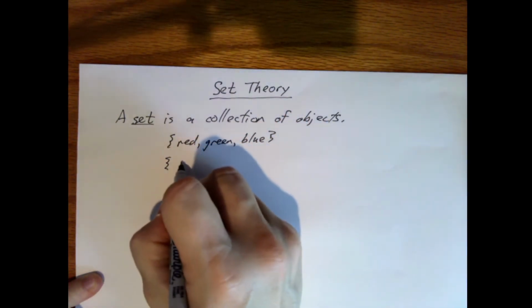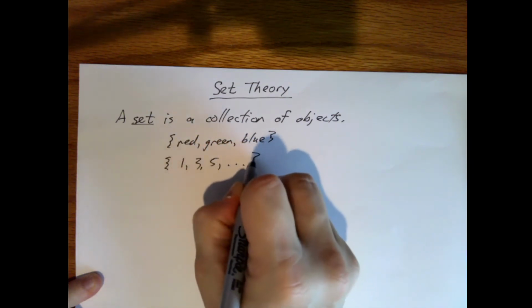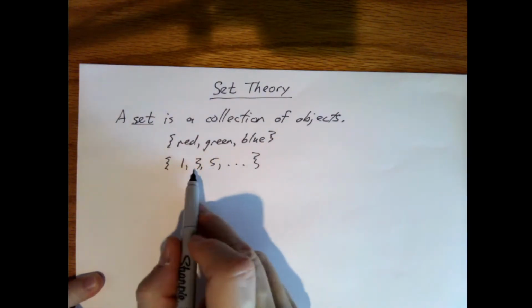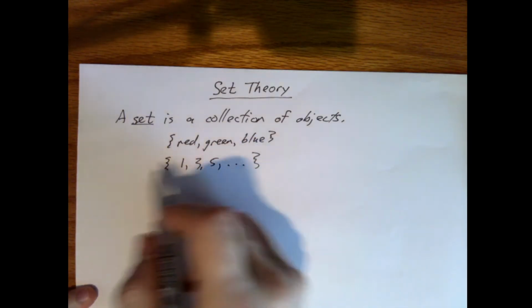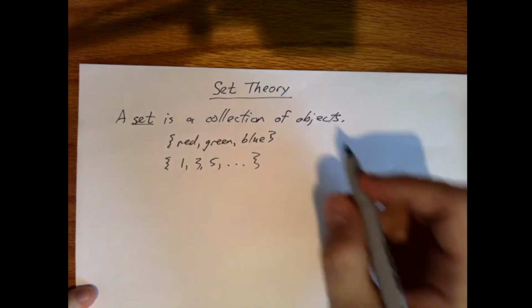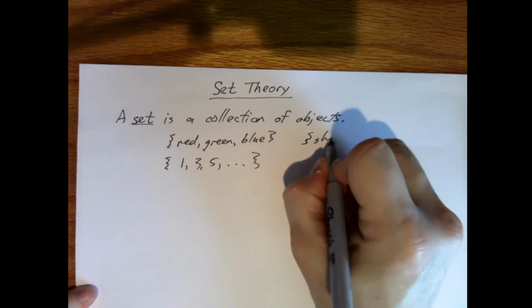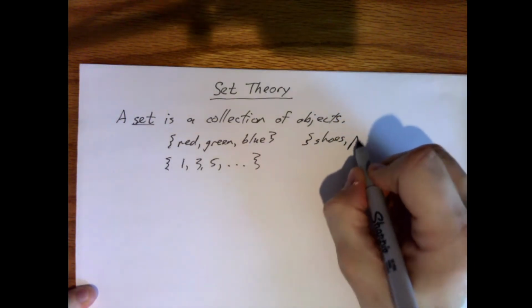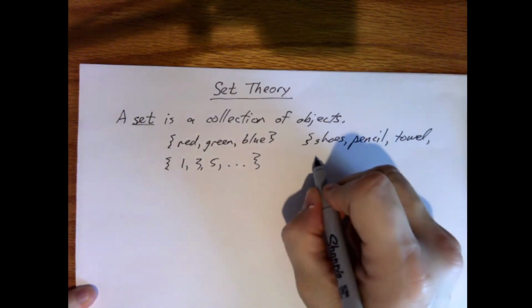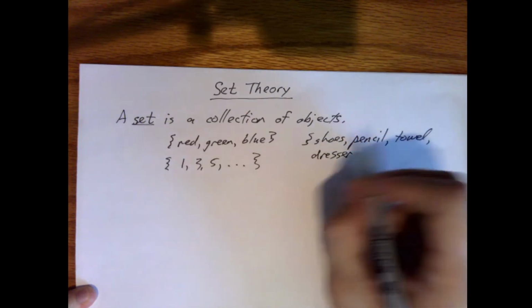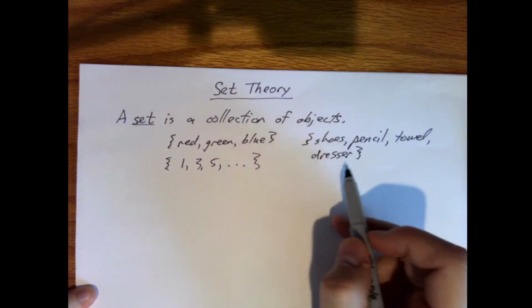You might have 1, 3, 5, ... So these are the positive odd numbers. So you can see there's a relationship here and a relationship here. But we can have things that don't necessarily seem related in the obvious sense. If you were walking into somebody's room, you might find shoes, say if they have a pencil in their room, a towel, a dresser. These are all related in the sense they're in the room, but on the surface they don't seem like the same types of things, but it's still a set.